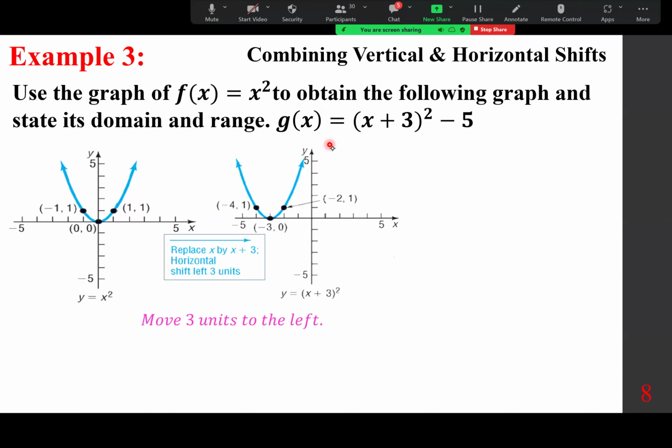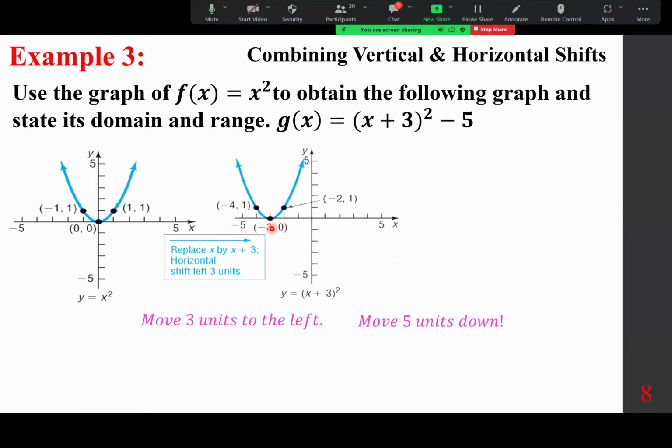Looks like that. So for example, 0, 0 becomes minus 3, 0. 1, 1 becomes -2, 1. -1, 1, subtract 3 here, you get minus 4. Now with this -5, we are going to move it down by 5 units. Bring this down by 5 units.